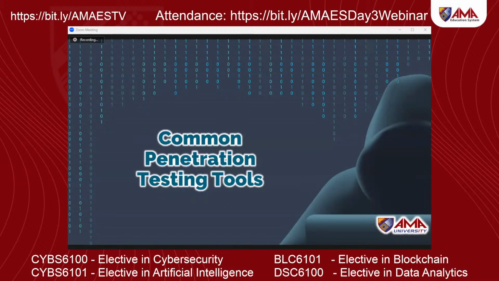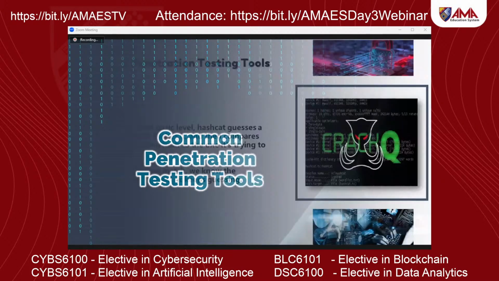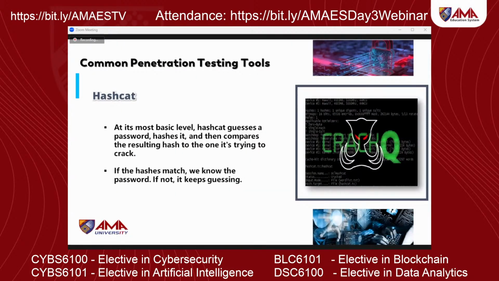Alam kong medyo interested kayo. Ano ba yung mga ginagamit na penetration testing tools na sa ethical hacking? Okay, meron lang tayong ibabanggitin na tatlo. Okay, ito naman na may mga common penetration tools.